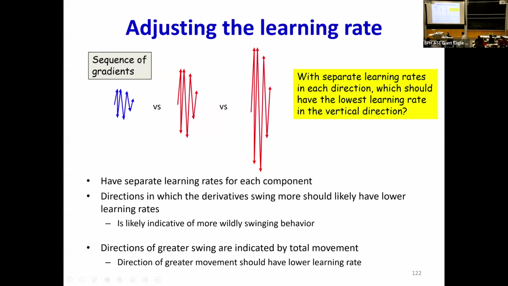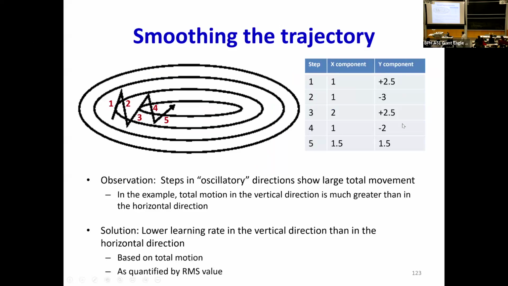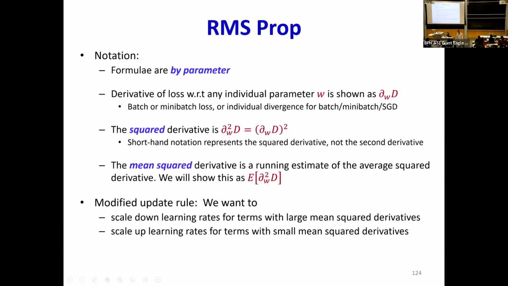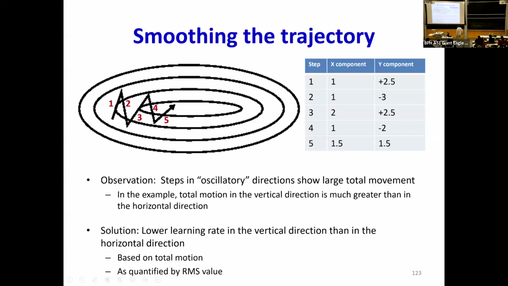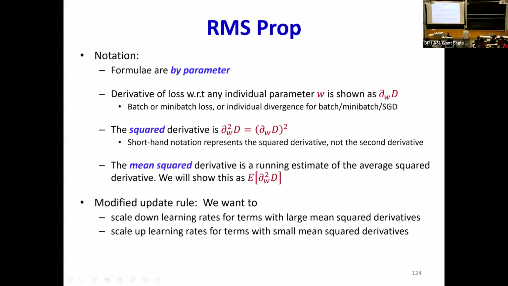So what I'm going to do is to compute the RMS value rather than the actual average of the derivatives. So here, if I have the x component of my derivatives and the y component, you can see the y component is swinging a whole lot more. If I took the squared sum of all of the y components and averaged them, and took the RMS value, it's going to be greater for the y component than for the x component. So effectively, here's what we do.